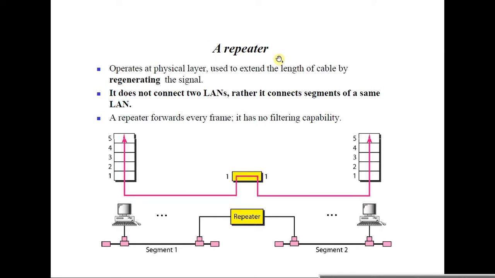Now we will take the concept of repeater. The repeater operates at the physical layer, and is used to extend the length of cable by regenerating the signal. It does not connect two LANs, rather it connects segments of a LAN. Repeater forwards every frame, it has no filtering capability. So repeater works at the physical layer and is used to connect two segments of a LAN, and repeater regenerates the signal, and it does not connect LANs. It is a part of a LAN, and it is used to extend the length of the local area network.